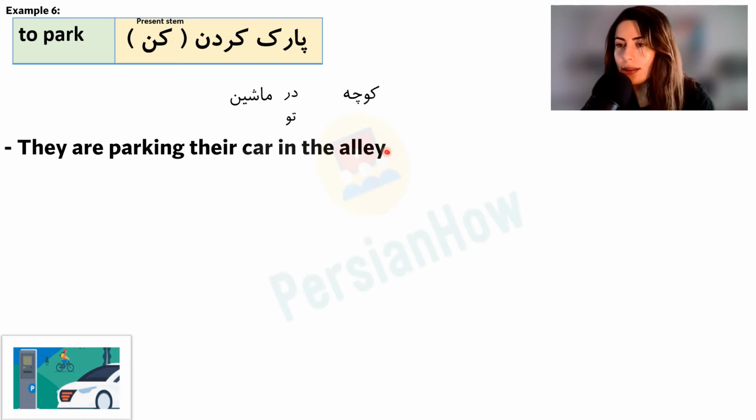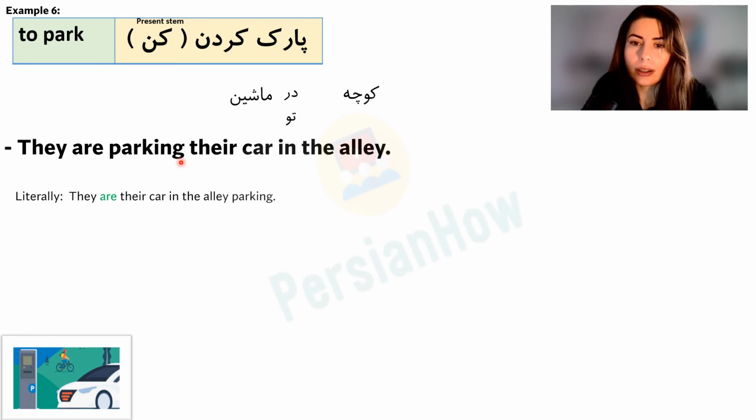Unlike the U.S., at least in the big cities, I know that the cities are structured by blocks. But in Iran, they're mostly main streets and then alleys. For those of you who are familiar with the structure of the cities in the Middle East, not only Iran, I've seen it in other Middle Eastern countries. So alley is something that is very typical. All right, so literally we need to say they are their car in the alley parking.